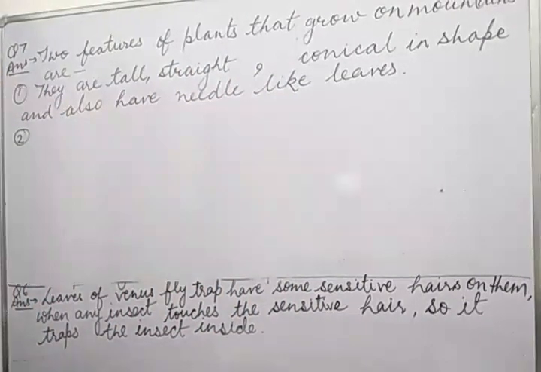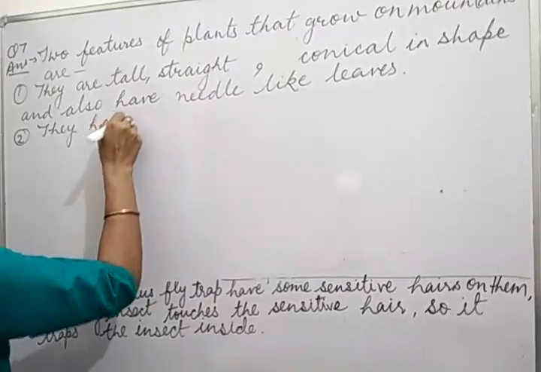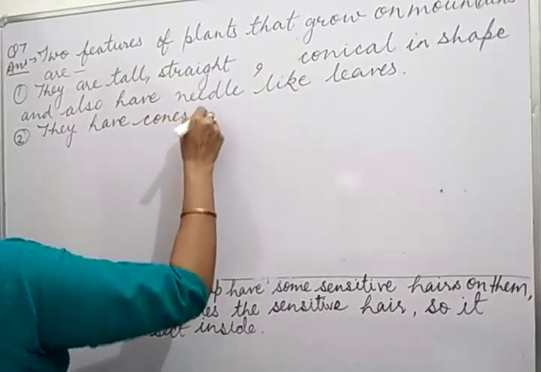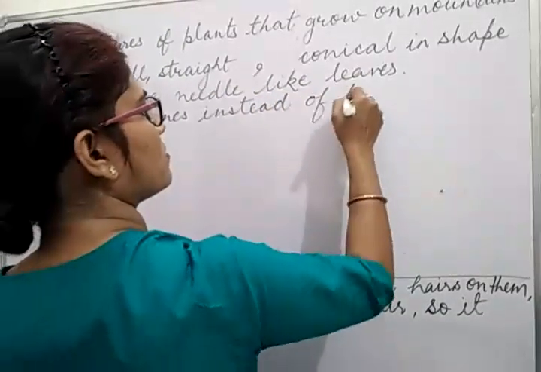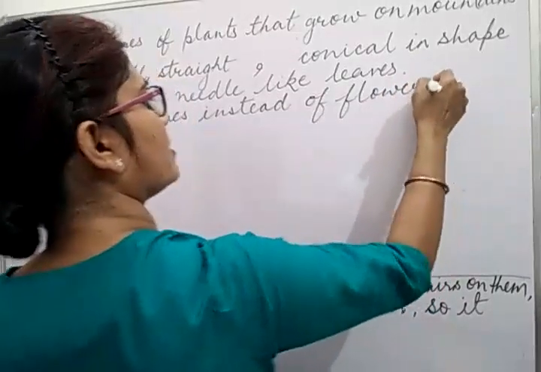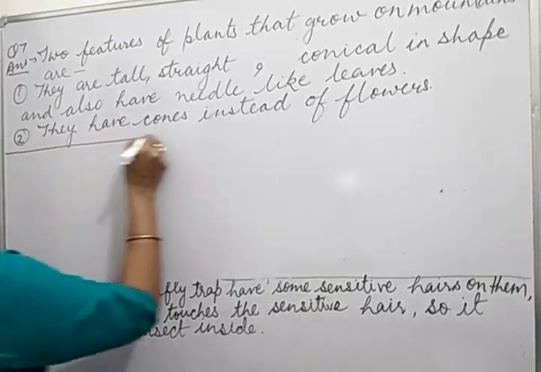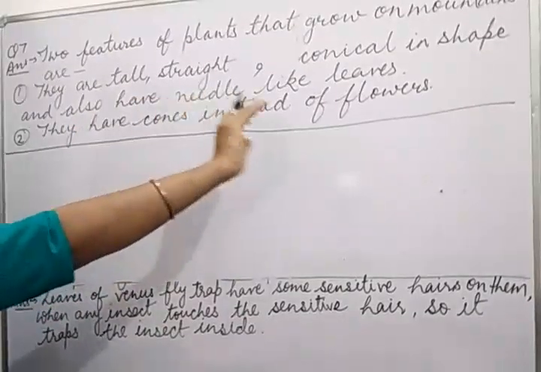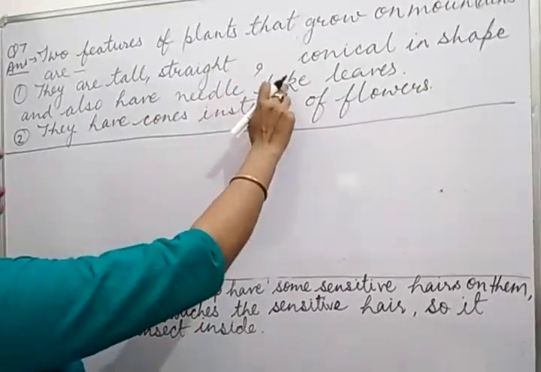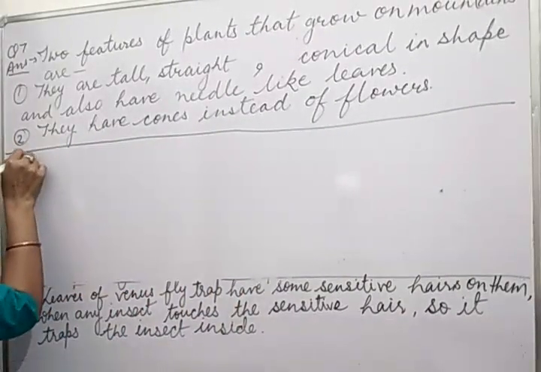Second feature is they have cones instead of flowers. They do not have flowers, so they have cones instead of flowers. This is the second feature of the plants which grow in the mountain area. Two features they are asking, and we have done the two features. They are tall, straight, conical in shape and also have needle-like leaves, and they have cones instead of flowers. Now we will do question number 8.